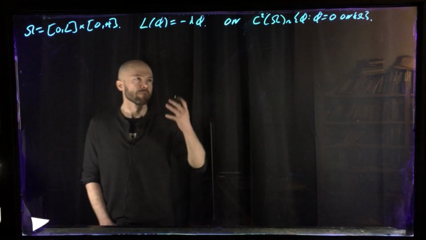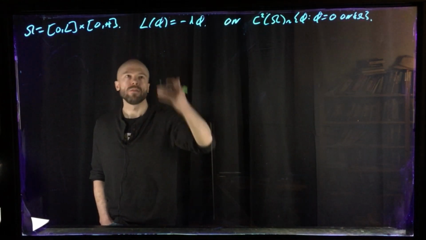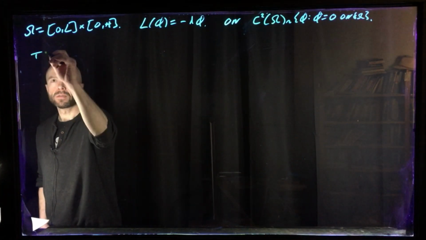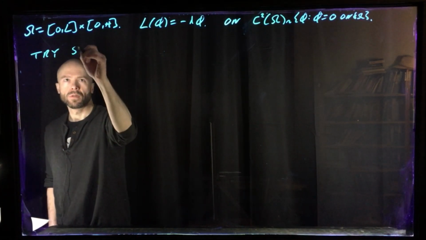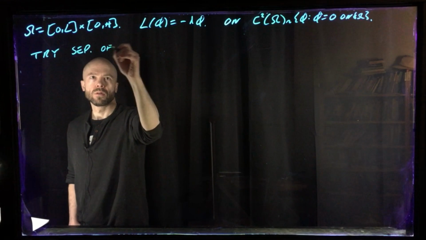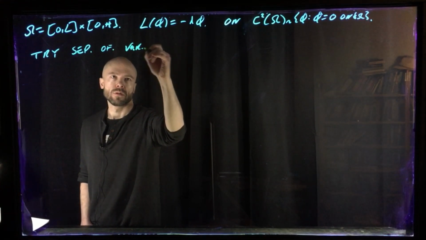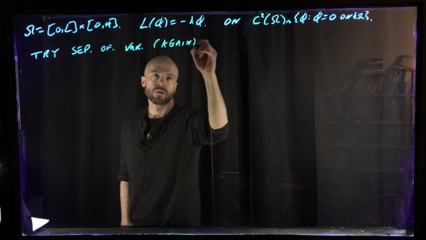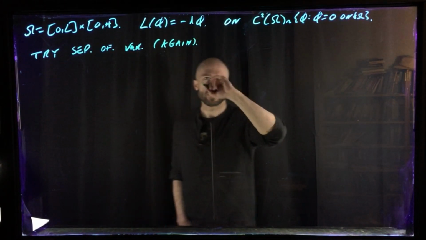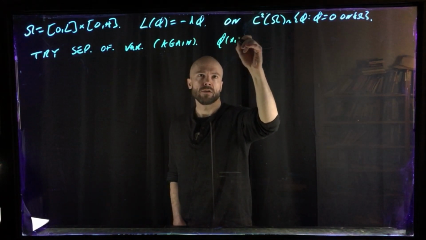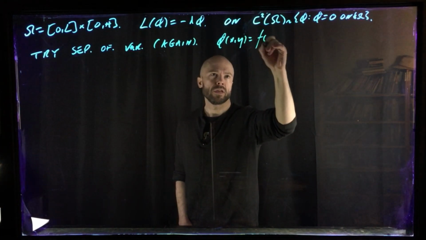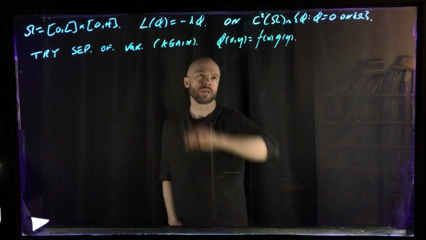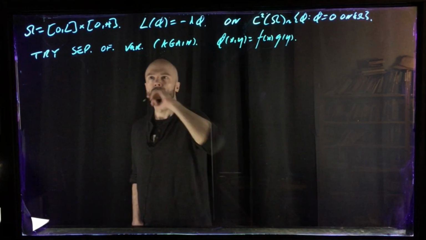So the way we're going to do this is again to use this method of separation of variables. So try separation of variables again. And so let's take phi of x,y to be, say, f of x, g of y. And let's see what this thing looks like.